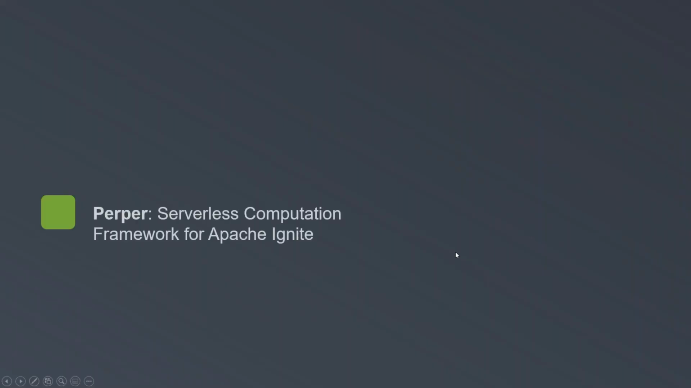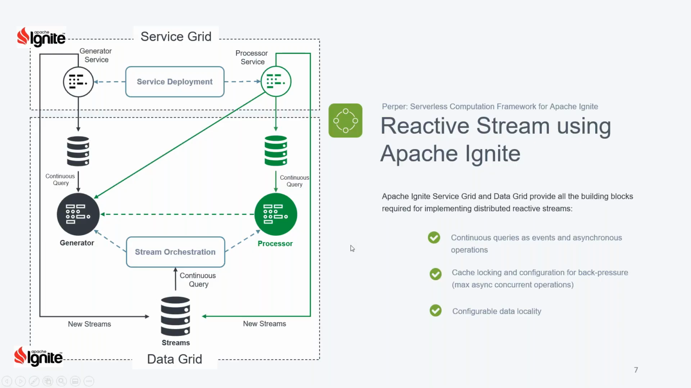So now I'd like to show how you can build such a system by using Apache Ignite. The first topic is how you can create reactive streams by using Apache Ignite. Apache Ignite provides a data grid and service grid that are, from the building blocks, quite useful for implementing distributed reactive streams. However, there are a few things that have to be implemented as extensions.